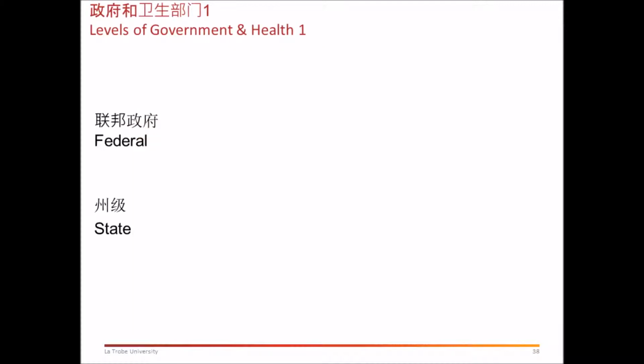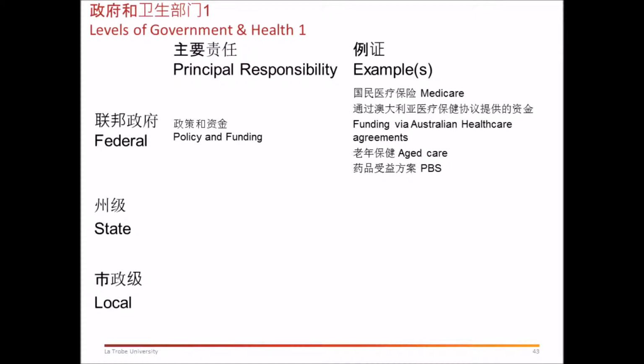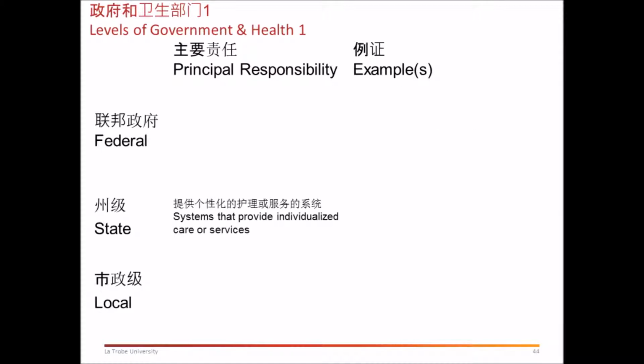But let's just look at the levels of government and their principal responsibility. The federal government in this country has the predominant role in gathering tax and managing taxation, and this makes them very strong in terms of policy and funding. Examples are Medicare, the system of remunerating medical personnel, and also funding for public hospitals via Australian healthcare agreements with the states. The federal government also funds aged care and the pharmaceutical benefit system.